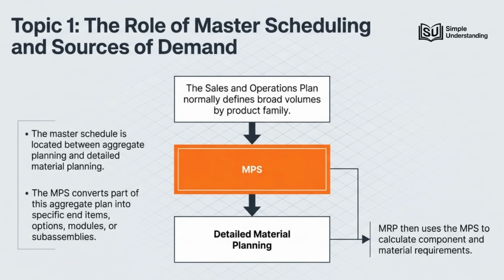Topic 1. The role of master scheduling and sources of demand. The master schedule is located between aggregate planning and detailed material planning. The S&OP normally defines broad volumes by product family. The MPS converts part of this aggregate plan into specific end items, options, modules, or subassemblies. MRP then uses the MPS to calculate component and material requirements.